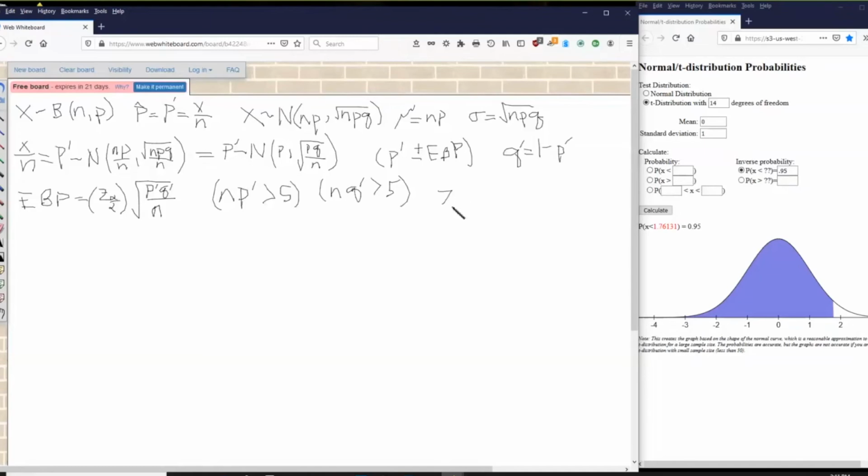And your z-scores, which we found before, can also be calculated as p prime minus p divided by the square root of p q over n, where p prime is the estimate, p is the probability of successes, q is the probability of failure, and n is the number of trials.